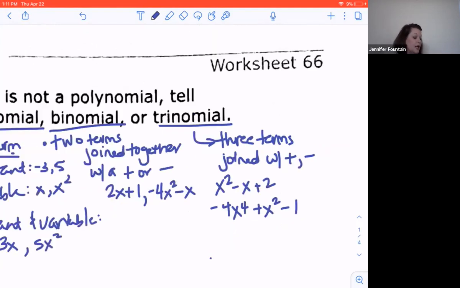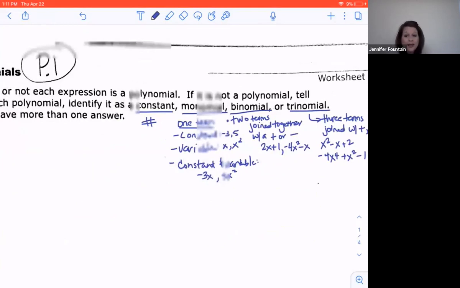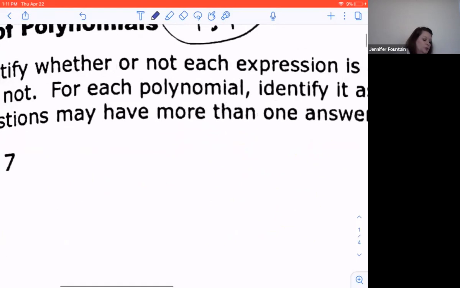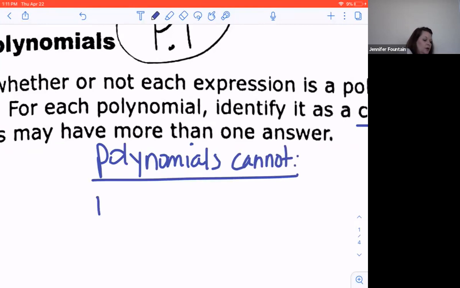Okay. Now, one of the things that we talked about with a polynomial, there were some things that couldn't happen. We said that polynomials cannot, and one of them was, have a negative exponent.